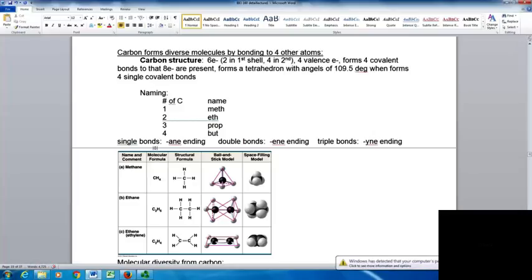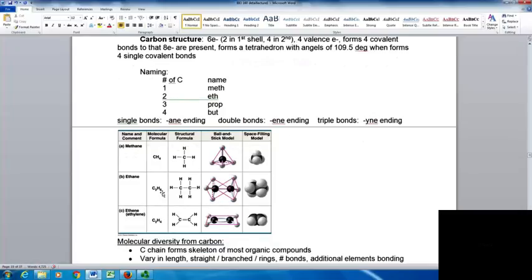Then we look at the number of bonds. If there's single bonds, you're going to use an ane ending. So for example, 1 carbon, all single bonds, we call it methane. If there's double bonds, we use the ene ending. If there's triple bonds, we use the yne ending. So for example here, ethane is going to have single bonds, so we use the ane ending, and it's got 2 carbons, so we use the eth prefix, ethane. If you have a double bond in there, now it becomes ethene, or sometimes also called ethylene.